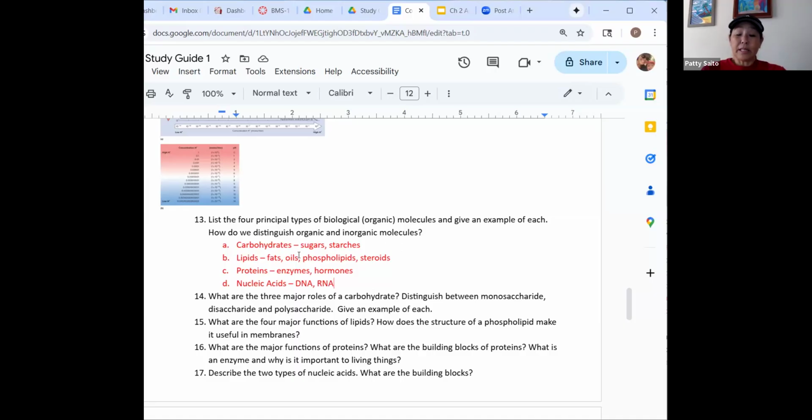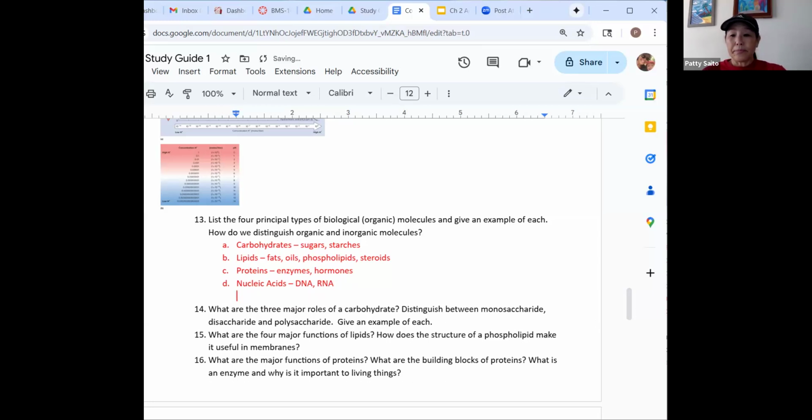A little bit about them. Carbohydrates are sugars and starches. Lipids are fats and oils. We'll talk about phospholipids, and proteins, enzymes, and hormones. We do spend some time on hormones especially. And nucleic acid is DNA and RNA. You might not have heard of RNA before.